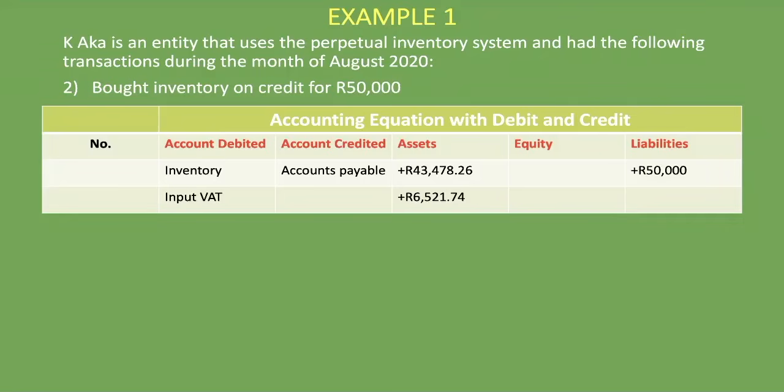And does our assets still equal our equity plus liabilities? Yes. If you count the total for your assets, it will equal your equity plus your liabilities. Obviously, we have nothing on the equity side, but we have 50,000 rand on the liabilities, which equals the total of the two that we have on our asset side. And we've just completed the second transaction. Let's do the third one.